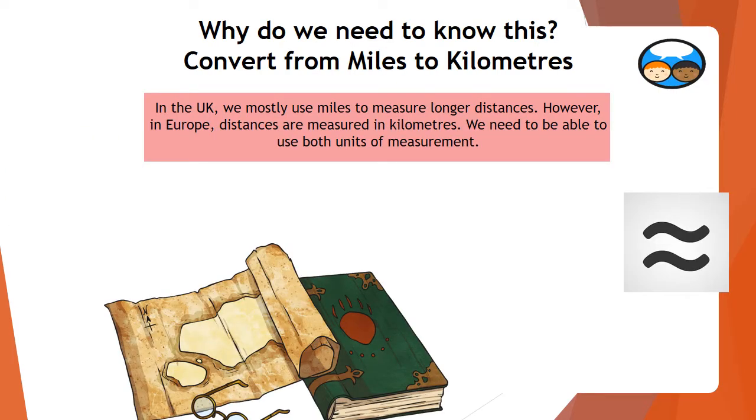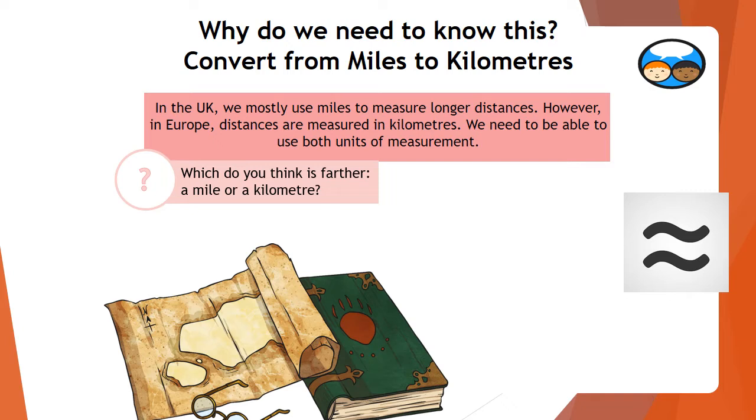Why do we need to know this? Well, in the UK, we mostly use miles to measure long distances, and you can see that if you've ever driven down the motorway with an adult. However, in Europe, distances are measured in kilometres. We need to be able to use both units of measurement, and you might have a look next time you're in your grown-up's car. Ask them if you can just have a look at their dashboard, and you'll see that where they measure how fast they're going, it also tells them the distance that they're covering, in kilometres as well. So we need to be able to use both units of measure.